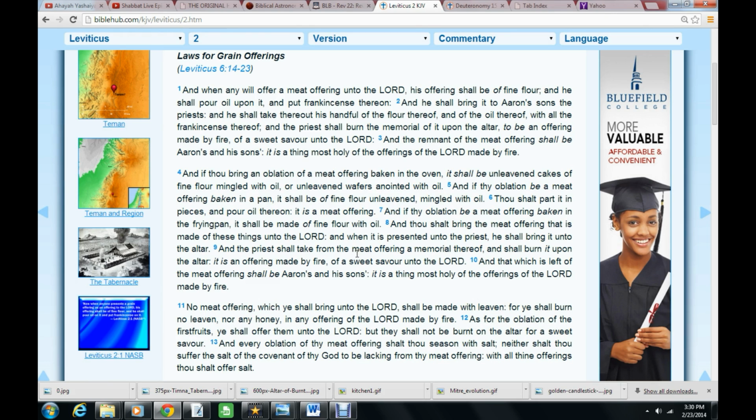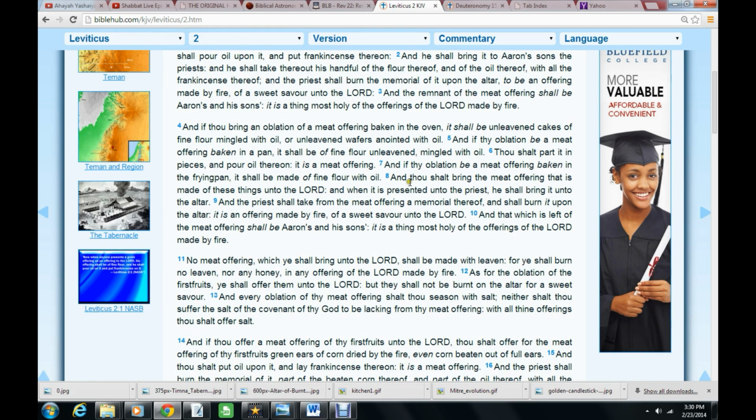It is a meat offering. So the meat offering, alright, so I see. So that would be a meat offering dealing with flesh, a flesh offering. And if thy oblation be a meat offering baken in the frying pan, it shall be made of fine flour with oil. And thou shalt bring the meat offering that is made of these things unto the Most High.